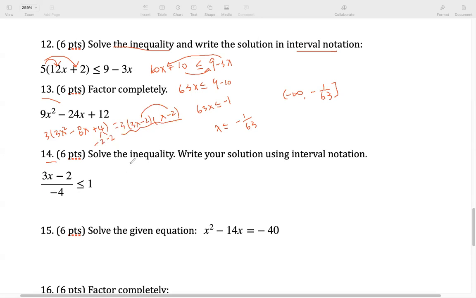Rarely people made it right. So we want to get rid of the -4, right? The denominator. So we would multiply -4 on both sides. I think maybe 1 or 2 students did it right. Remember what happens when we multiply by a negative number? We switch the sign, right? So we get 3x minus 2 greater than or equal to -4.